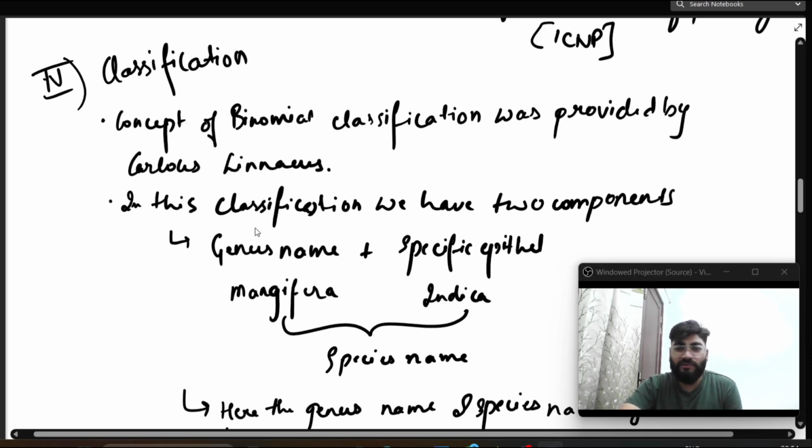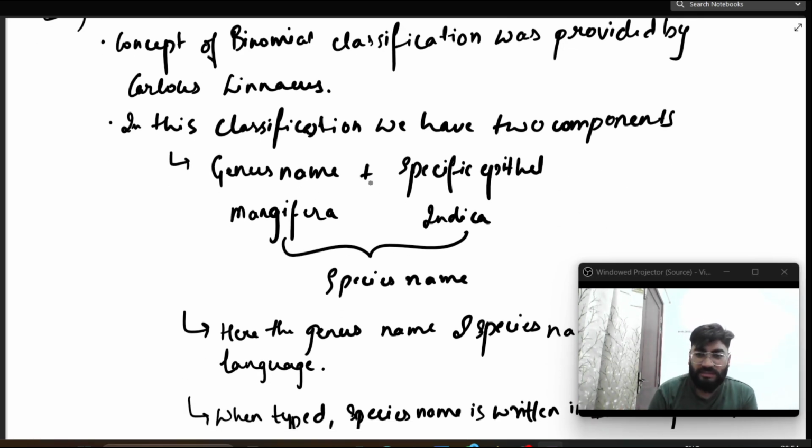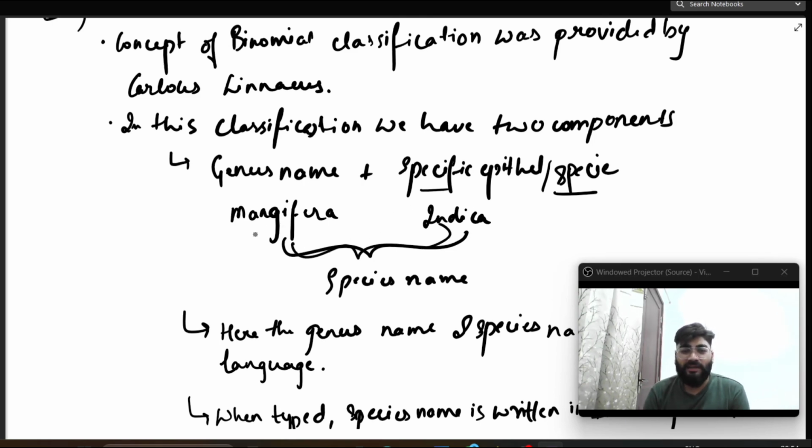In this classification, we have two components. First is the genus name, and then the second is the specific epithet. Sometimes instead of specific epithet, we also just easily say species. So you can take it as specific epithet or species name as well. But together, the genus name plus specific epithet, we call it the species name. Let's say we have the genus name Mangifera, then we have the specific epithet indica. Together we call it Mangifera indica, which is the scientific name for mango. You'll get more examples of it later on as well.